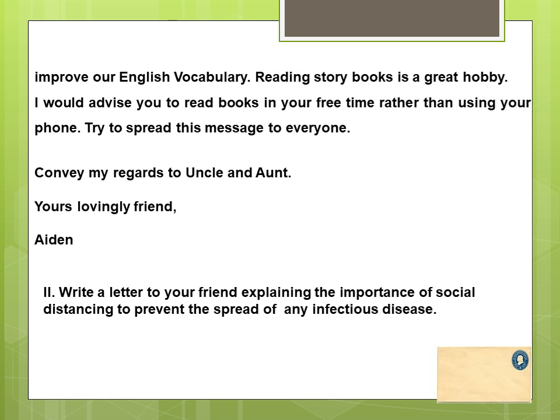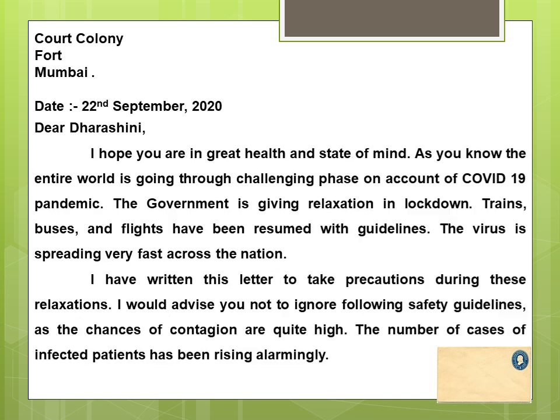Now children, let's see another type of letter. Here we will write a letter to your friend explaining the importance of social distancing to prevent the spread of any infectious disease. Court Colony, Fort, Mumbai, 22nd September 2020. Dear Darshini, I hope you are in great health and state of mind. As you know, the entire world is going through challenging phases on account of the COVID-19 pandemic.